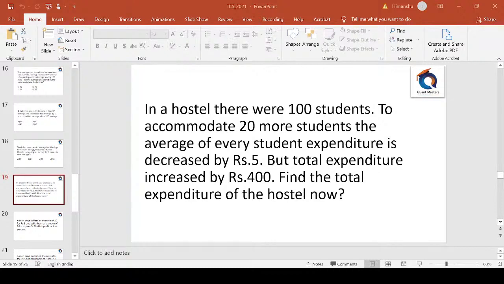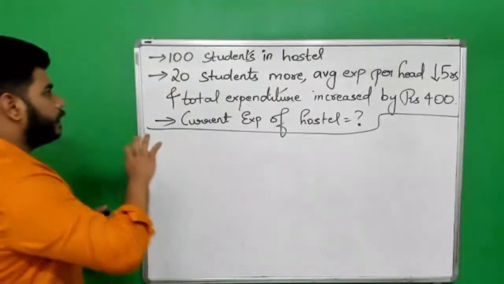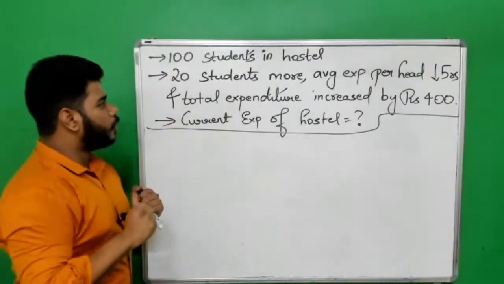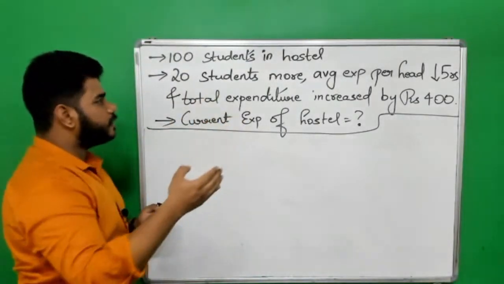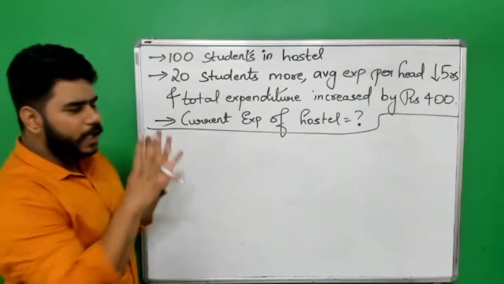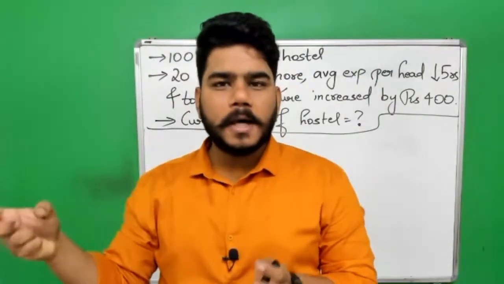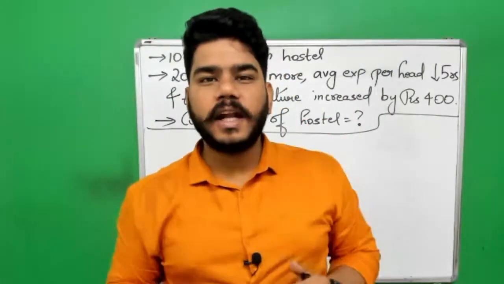Okay. Now let's see how to solve this problem, all of you. This is what they've given. Initially, there were 100 students in a hostel. 20 more students joined, and the average expenditure per head decreased by 5. Sir, I'm not able to understand this part.